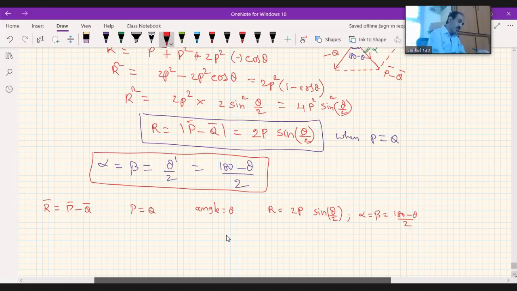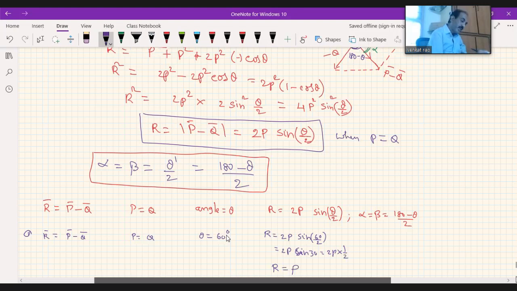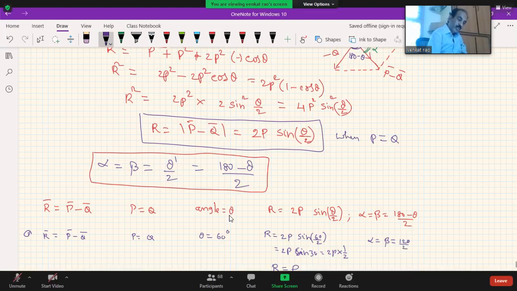Now first one: R bar equal to P bar minus Q bar, P equal to Q, theta is 60 degrees, R equal to 2P sin 60 by 2, 2P sin 30, so 2P into 1 by 2, so R equal to P. Alpha equal to beta equal to 120 by 2, that is 60 degrees.